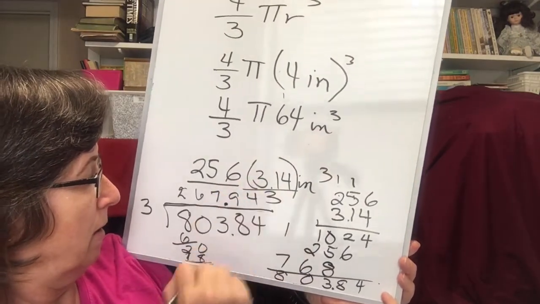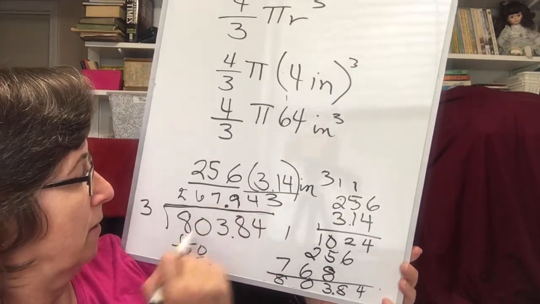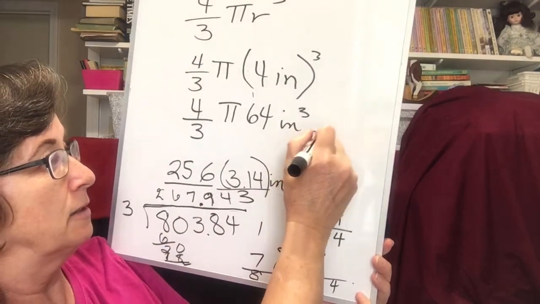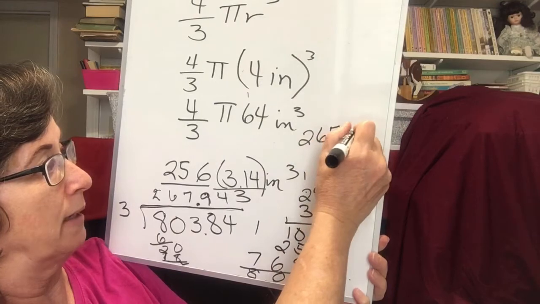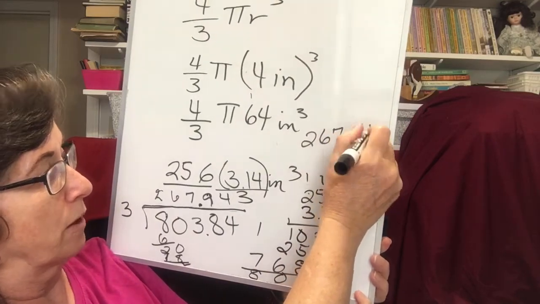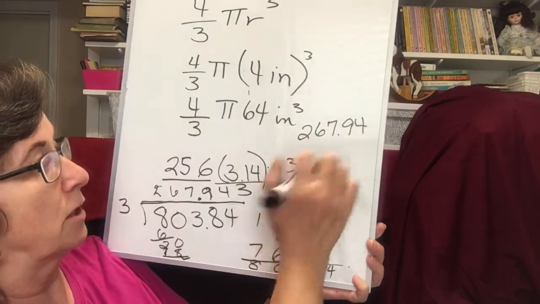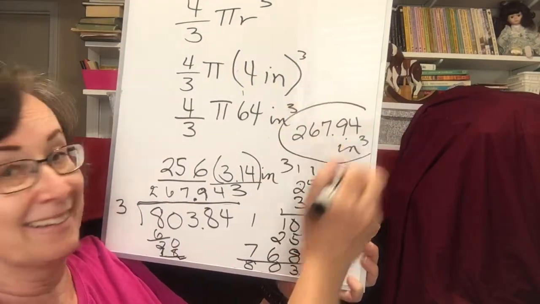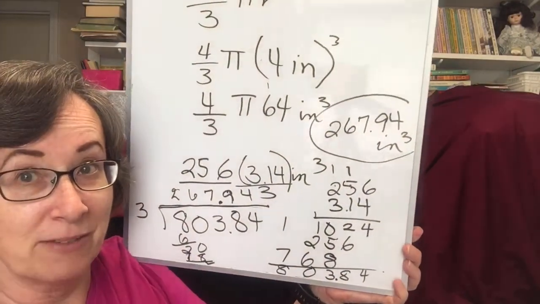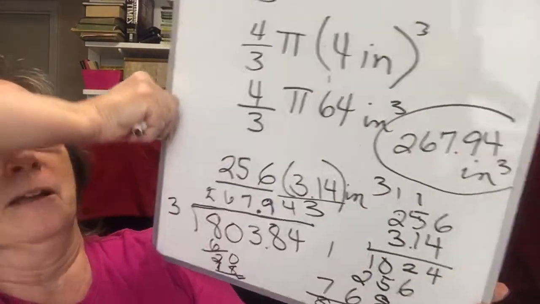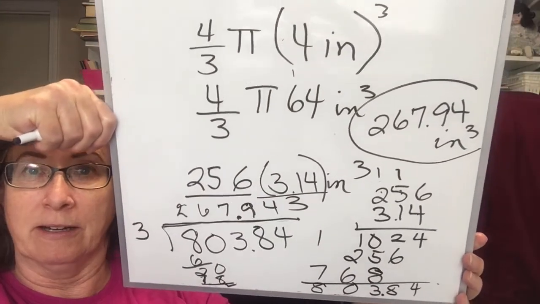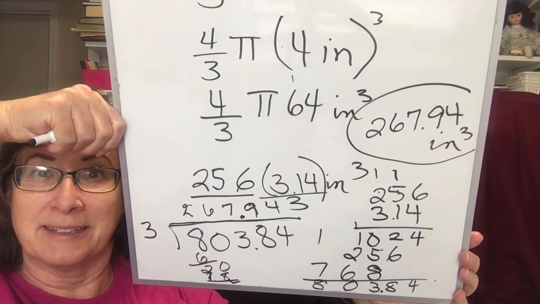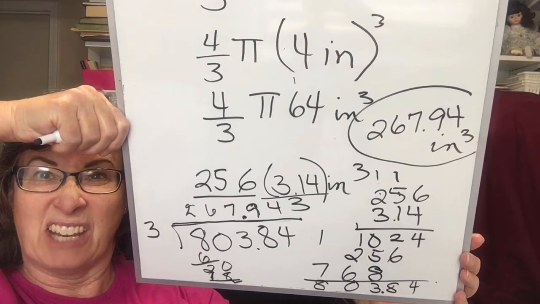Okay, so we have 267.93, 267.94 inches cubed. And there you have it. Okay, let me get the glare off the board there. Can you see all of that work? It was a lot of work, wasn't it?